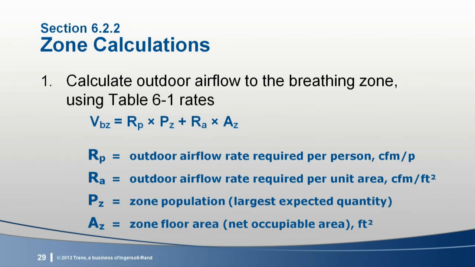First, the people source outdoor airflow rate, which is called R sub P and is quantified in terms of CFM per person. And second, the building source outdoor airflow rate, which is called R sub A and is quantified in terms of CFM per square foot. Then we determine the peak population for the zone, P sub z, and floor area, A sub z, and solve this equation to find the required outdoor airflow for the breathing zone.